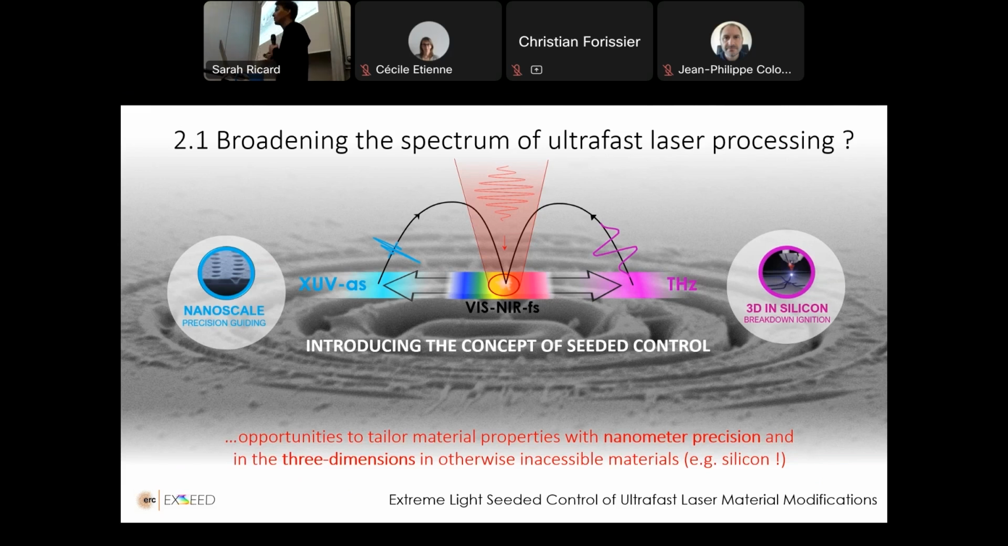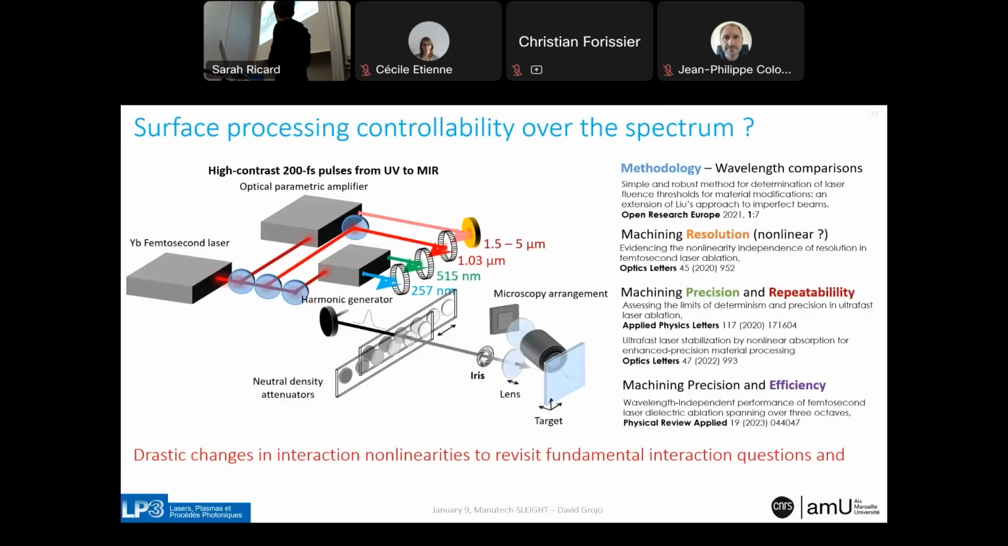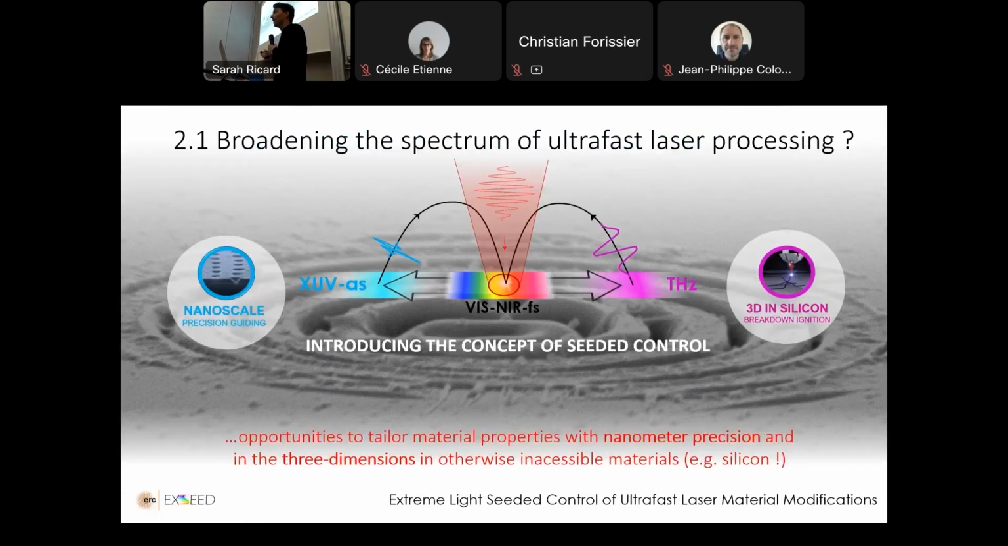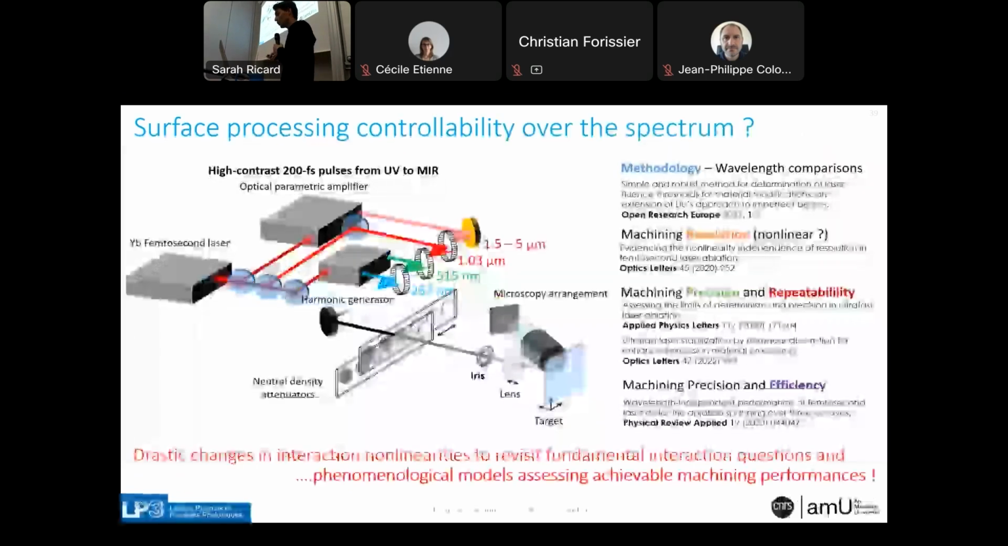So there are different motivations to make this effort to broaden the spectrum. Obviously, going to XUV, the same way lithography has moved to XUV to reach nanometer scale control, there could be an interest for laser processing to move in that direction. And for the infrared part, what becomes interesting is that it can give the possibility to process extremely narrow gap materials in 3D, like very important materials such as semiconductors, silicon.